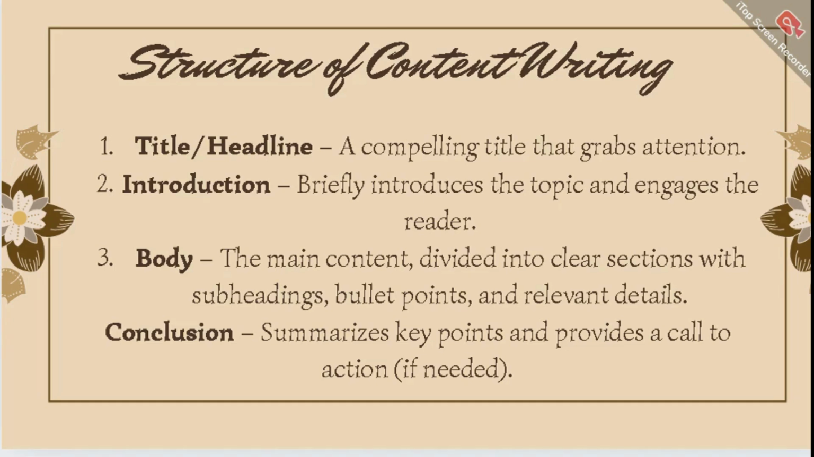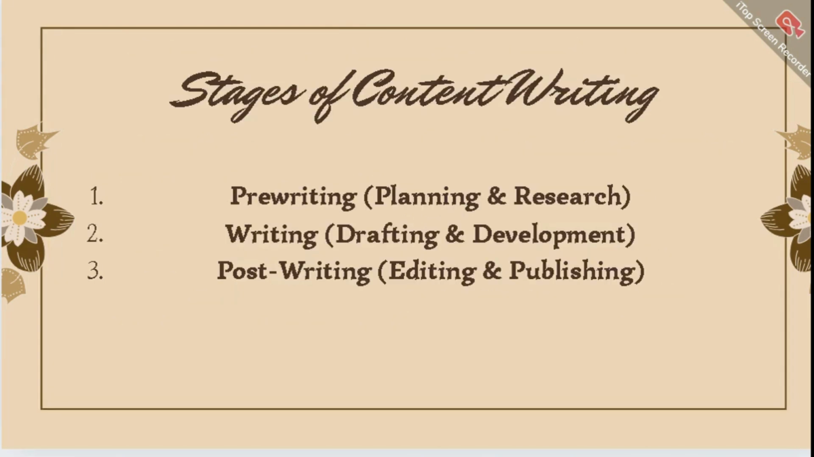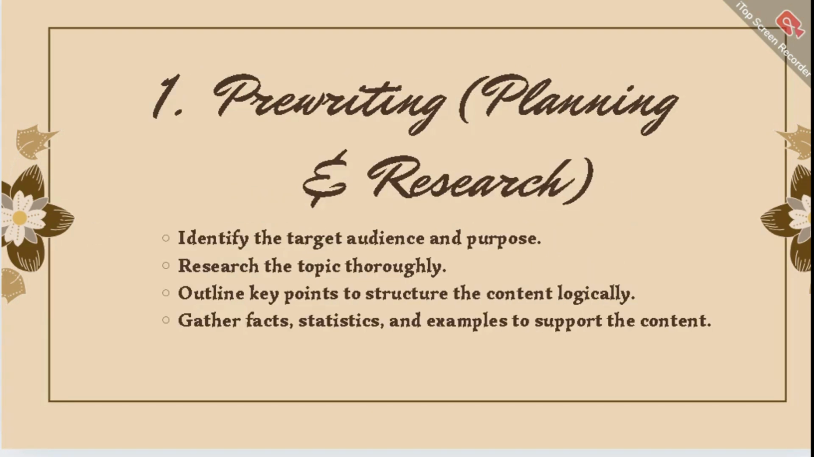Now, content writing is a process that happens in three stages, as you can see here: pre-writing, writing, and post-writing. So let's break each stage down in simple terms. Here is the first one. Pre-writing means planning and researching the topic. Before you start writing, you need to plan. This stage helps you organize your thoughts and gather information.